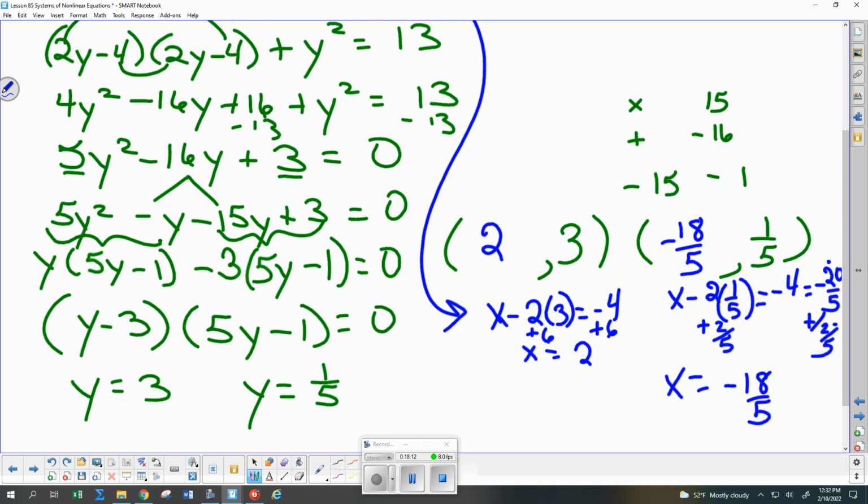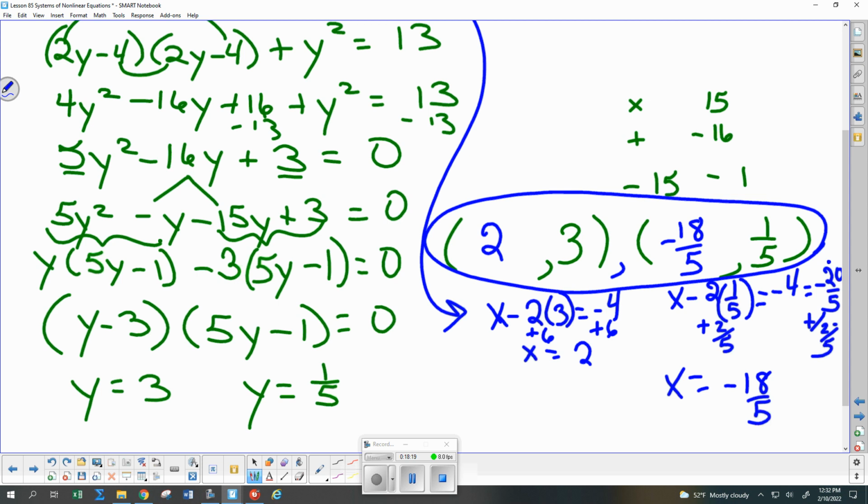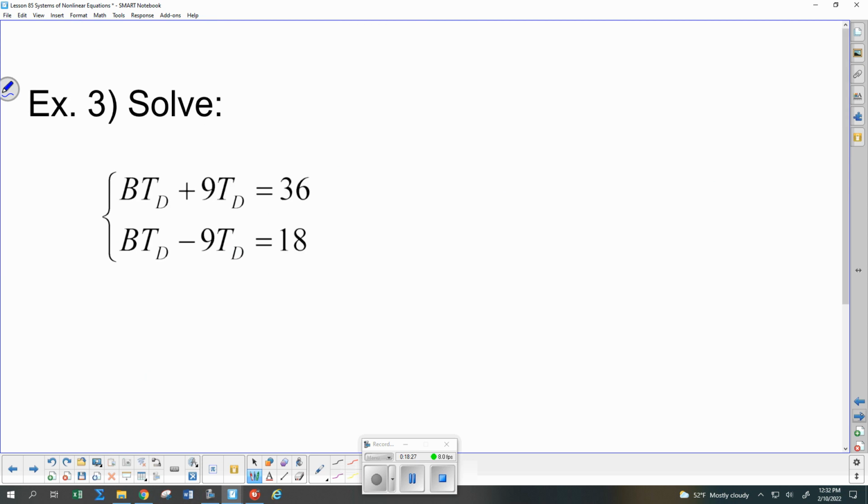I've got these fractions in there, but that's okay. These are my 2 points that are my solution points. Questions from anybody there? So we've done these 2 systems with substitution. One last example problem for today.